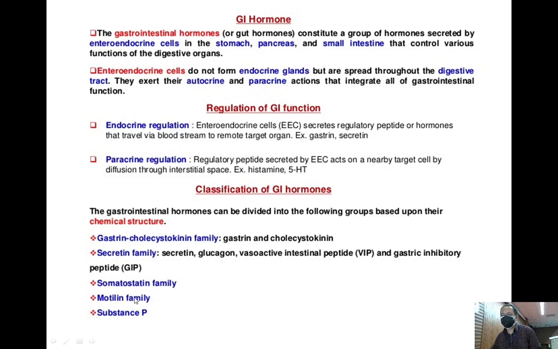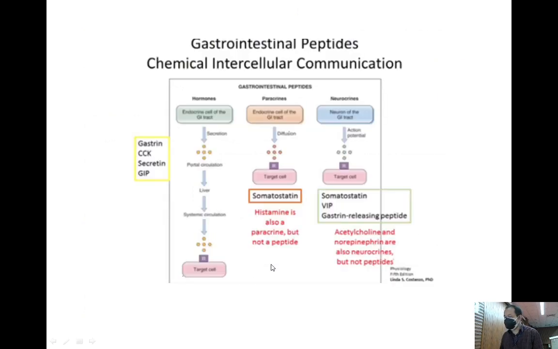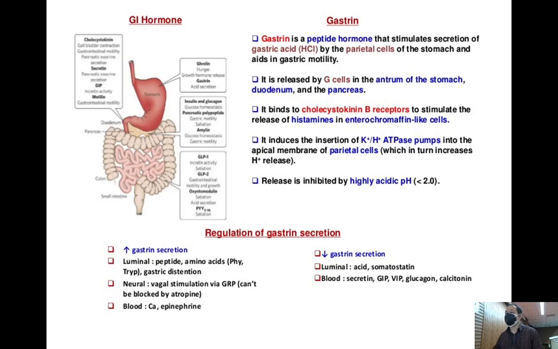Somatostatin family, then the motilin family, and substance P. All right, so these are the different GI hormones, and we come to gastrin first. It's a peptide hormone. Most of these are peptide hormones, rather all of them are peptide hormones.